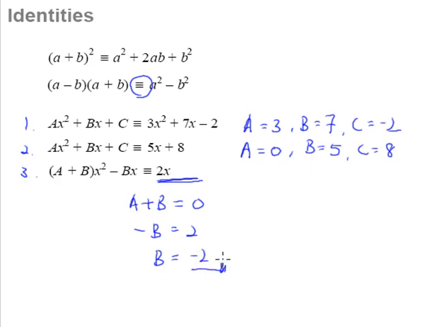So we basically solve for b this way, and from the first equation we know that a is equal to negative b, and therefore we also know that a has to be 2. So this is an introduction to what identities are all about. Let's take a look at the first example.